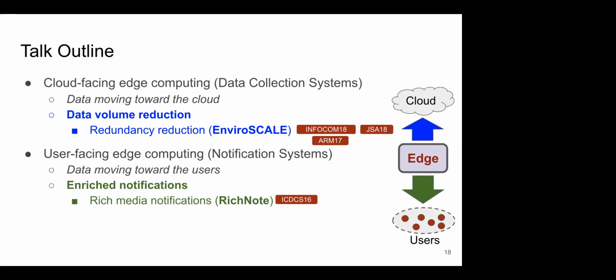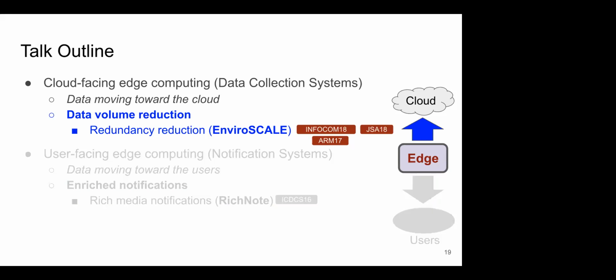And the other is the user-facing edge computing. The example scenario is notification systems, where the data is moving towards the user. We'll be discussing one problem called enriched notification delivery. Okay, so let's see one by one.